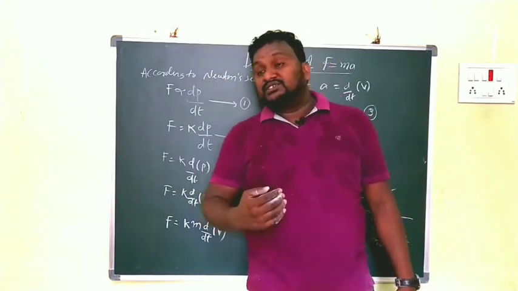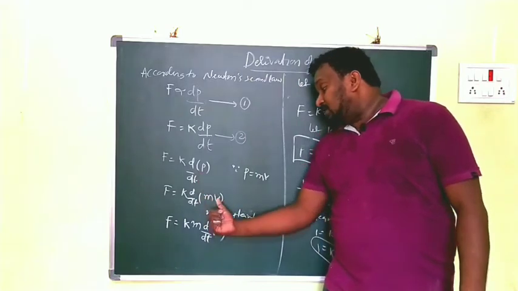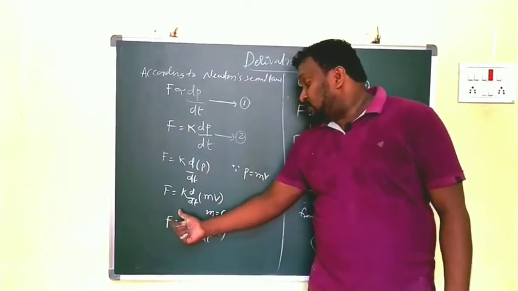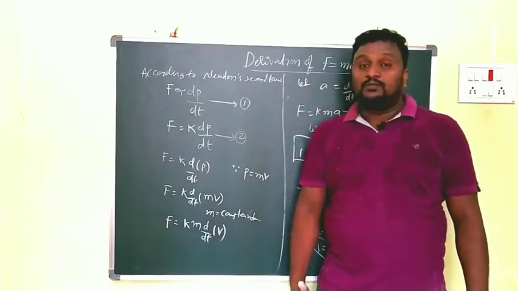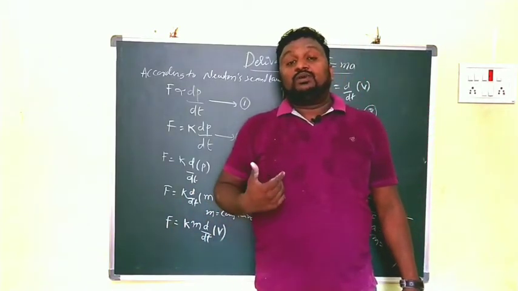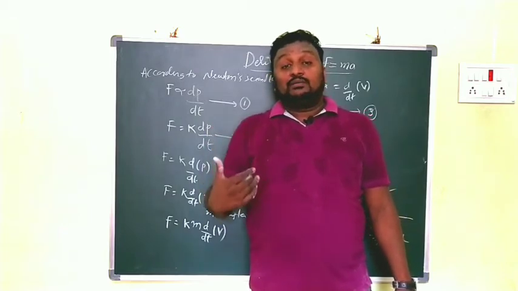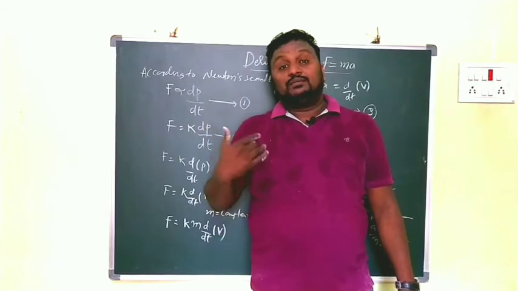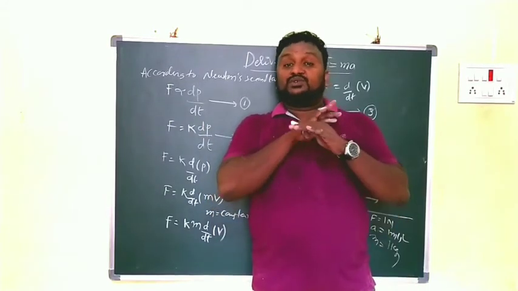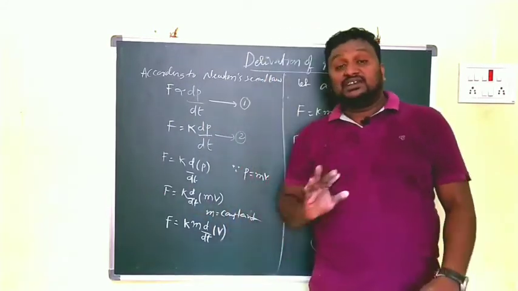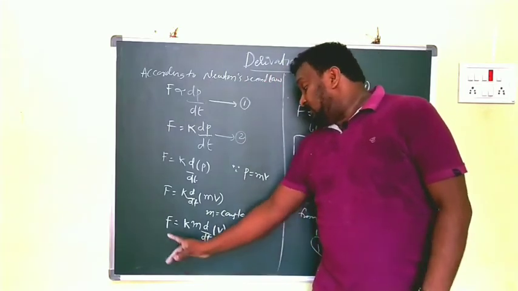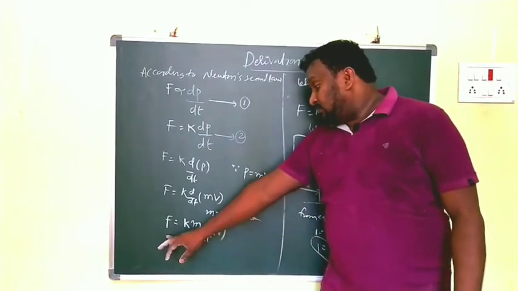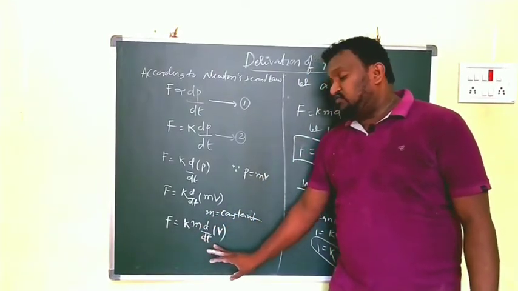That's why in that equation P means mv. P is equal to mv. Then F is equal to K into d by dt of mv. Here we are taking one assumption: while the body is in motion, there is no change in its mass. Even while the body gains momentum, there is no change in mass. That's why mass is constant. So we can write F is equal to K into m into d by dt of v.